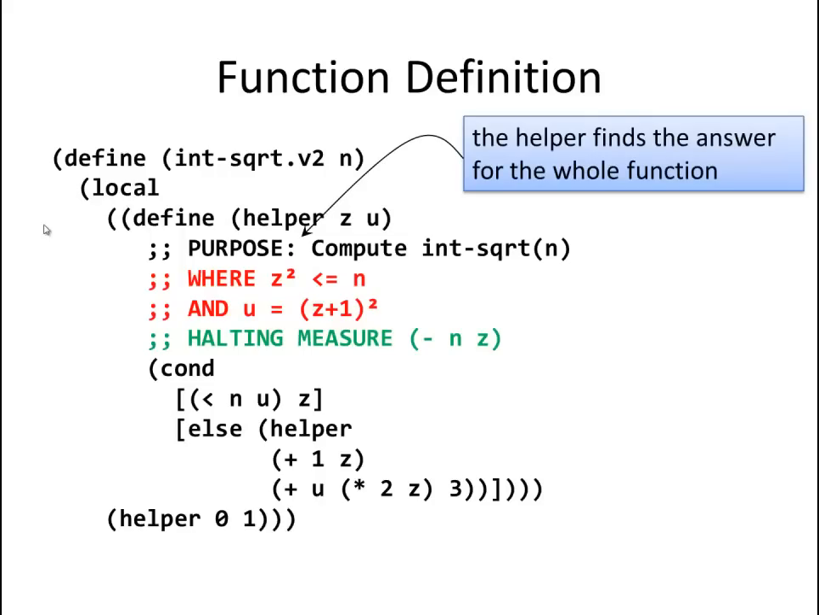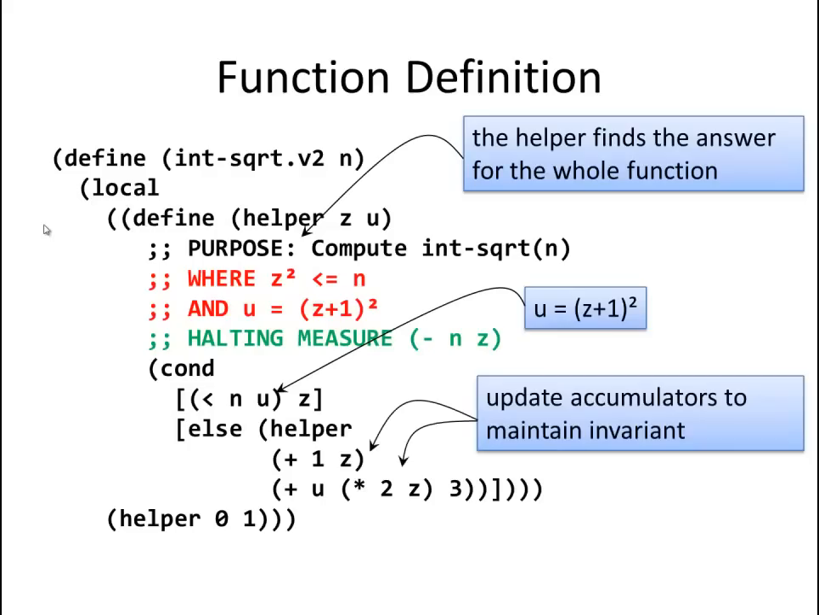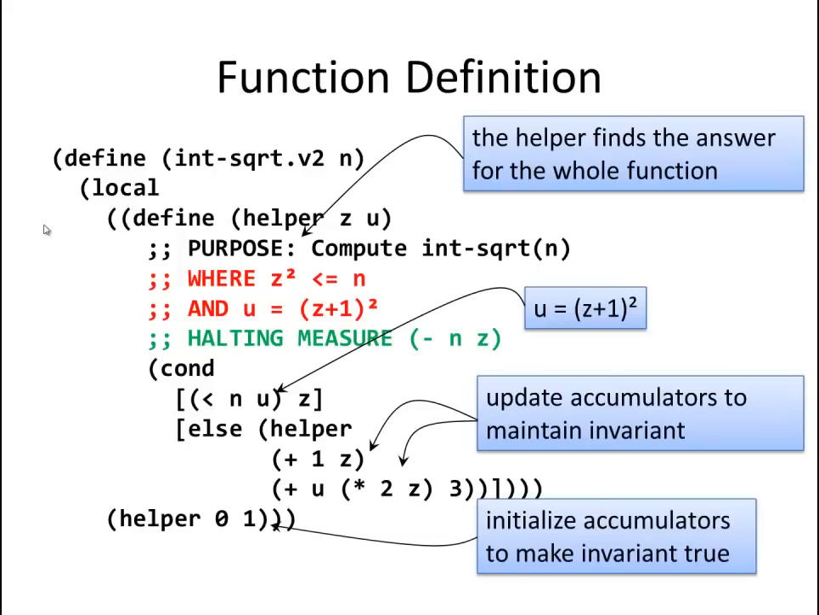The helper finds the answer for the whole function. I wrote down u instead of z plus 1 squared because I know that those two quantities are equal due to the invariant. The invariant is the condition on the arguments for the function to make sense. So for this function to make sense, u had better be equal to z plus 1 squared. I update the accumulator and I maintain the invariant, and I initialize the accumulators so as to make the invariant true.